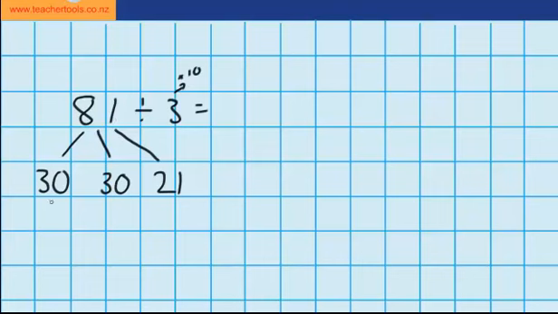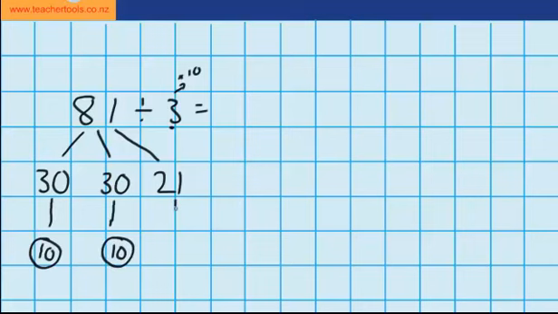So I'm going to start with these 30 items. I have to share those 30 items into 3 groups. So 30 shared between 3 means I need to put 10 items in every group. Now I'm going to move on to my second pile of 30 items. I need to share those between the 3 groups as well. So I'm going to put 10 more items in every group.